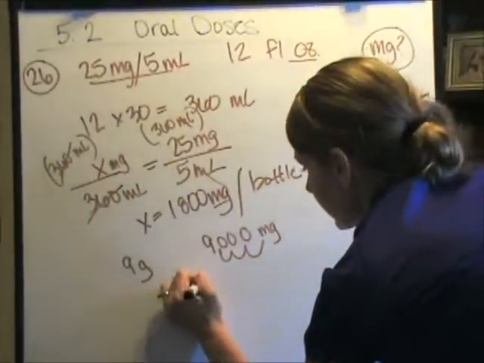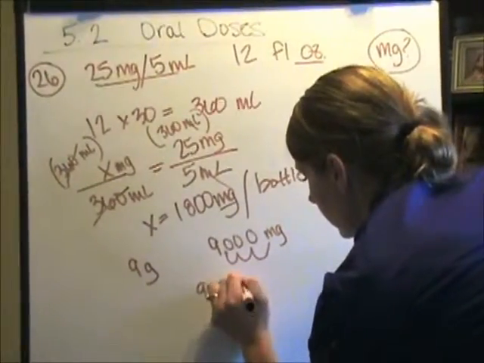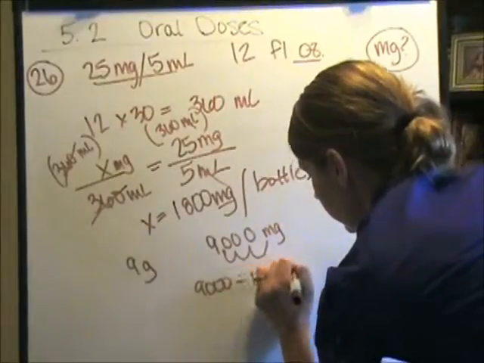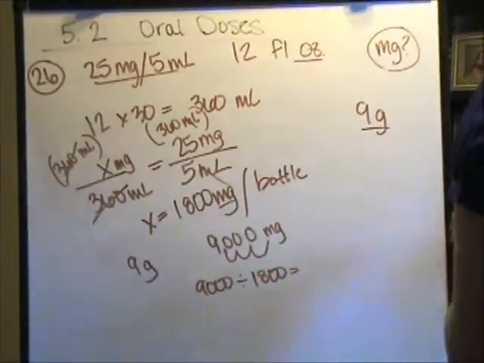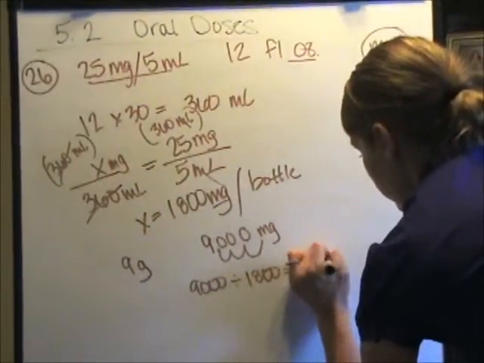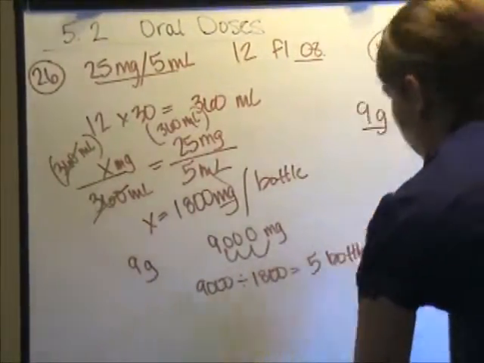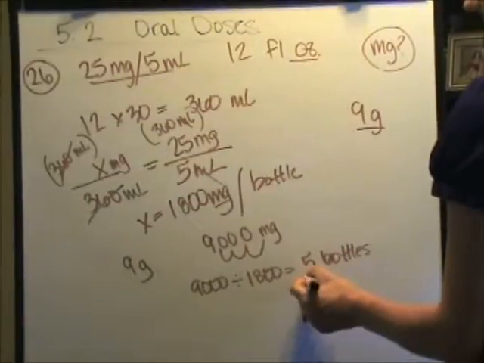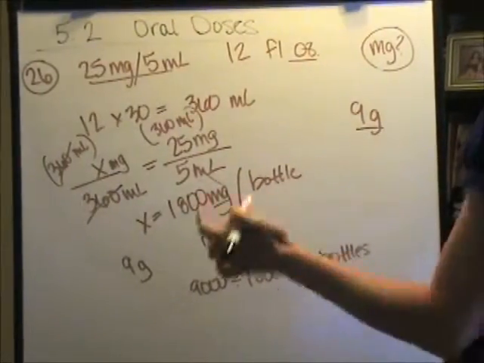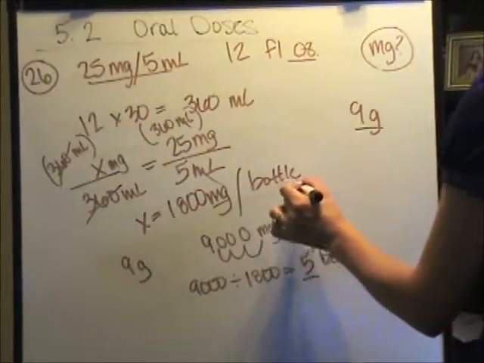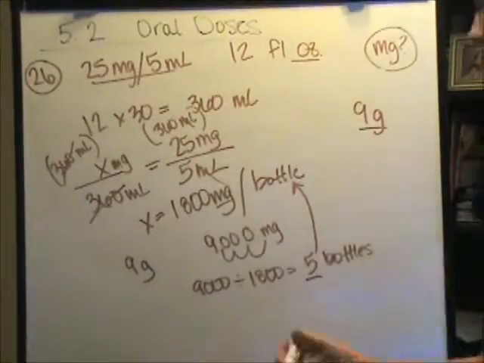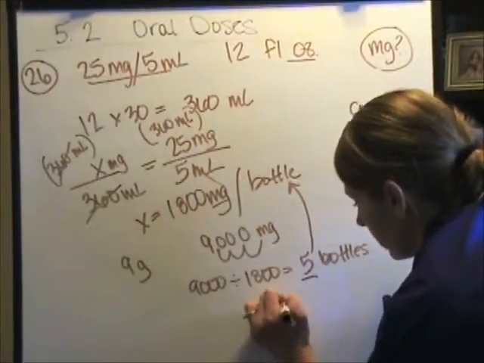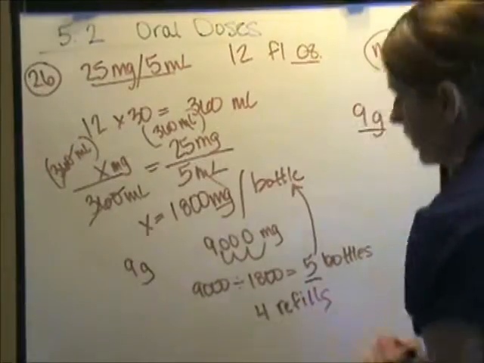We're going to take 9,000 divided by 1,800, and that's going to give us 5 bottles. But the question is asking for how many refills. If we have 5 bottles, keep in mind, one of them has to be the initial bottle. So really, we only need 4 refills.